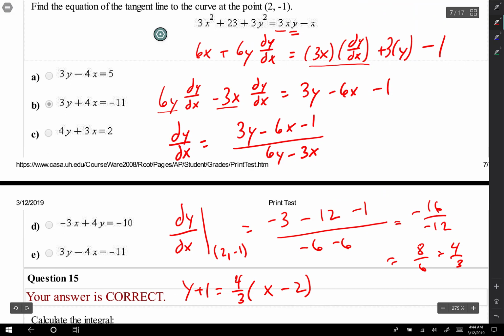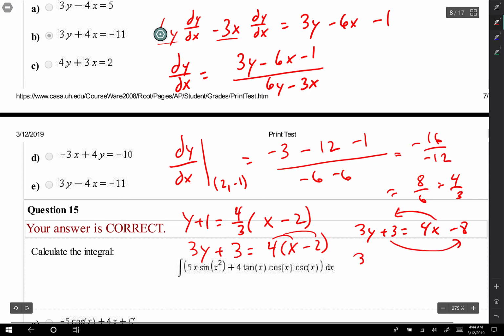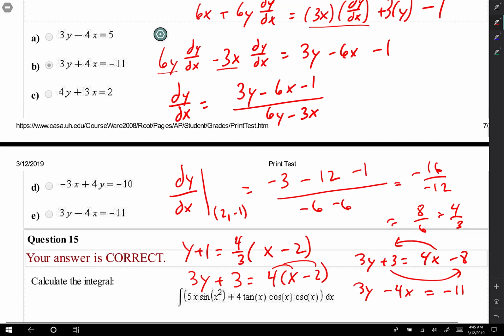Notice how they have it written. I'm going to multiply everything by 3. So I have 3y plus 3 equals 4 times (x minus 2). Distribute: 3y plus 3 equals 4x minus 8. Move the 4x to the left, move the 3 to the right: 3y minus 4x equals, let's see, 8, 9, 10, 11, negative 11. So now let's look for that. 3y minus 4x equals negative 11.